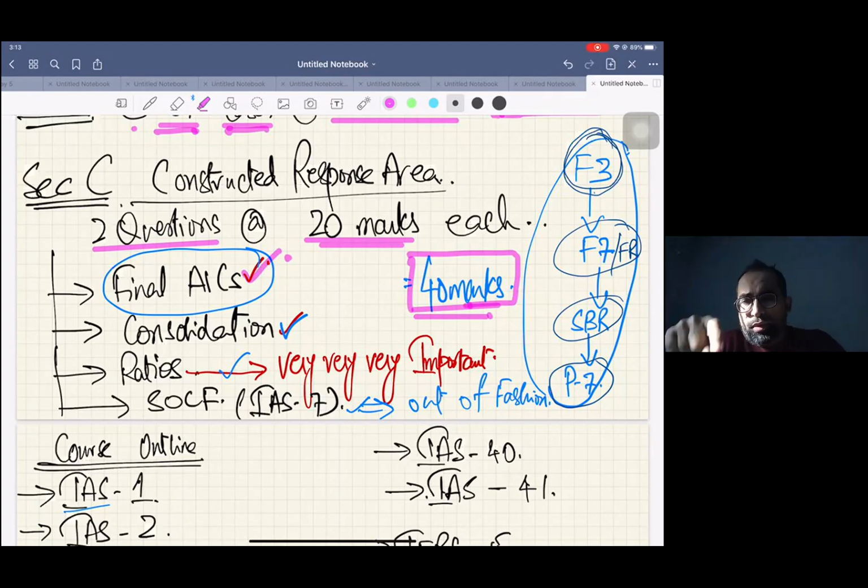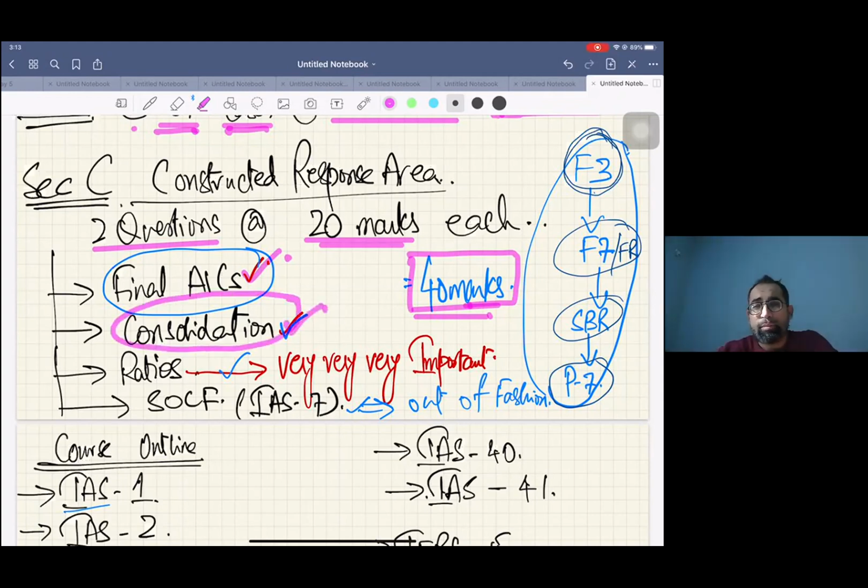So in CRQs, the last section C, a final account may come. Number 2, consolidation may come, right? 20 marks. And consolidation is again very important. Just like in F3, I hope you remember, you will have 15 marks, compulsory 15 marks for consolidation. Variable marks were also there, but a fixed 15 marks for consolidation in F3 is there.